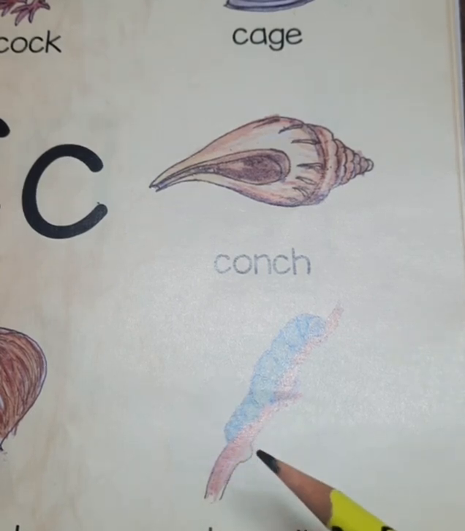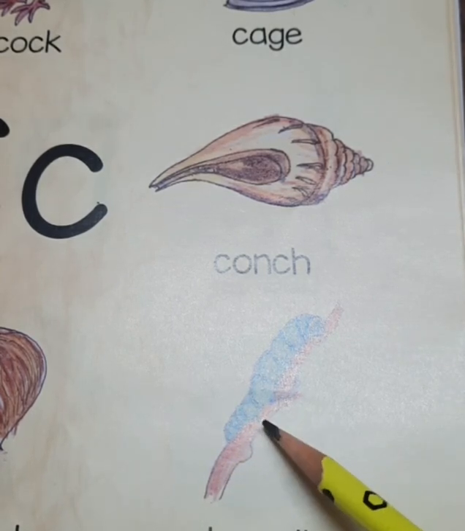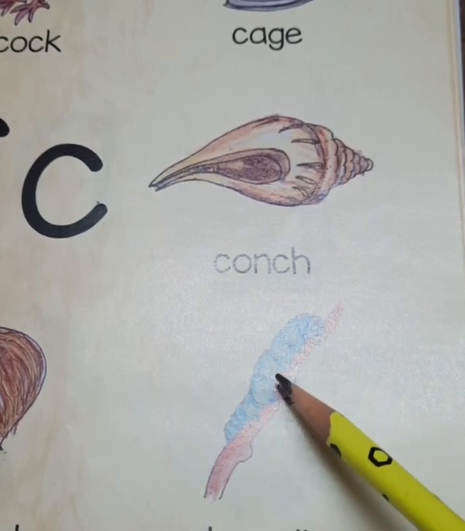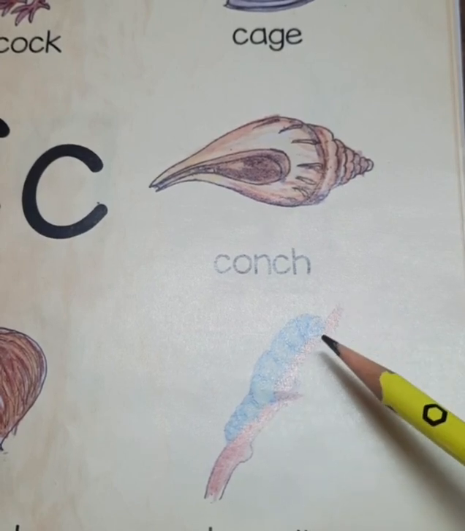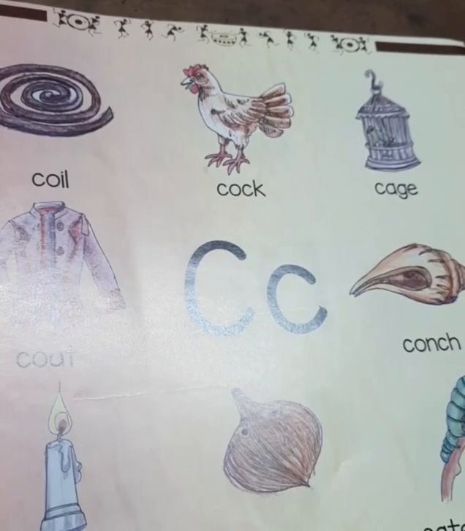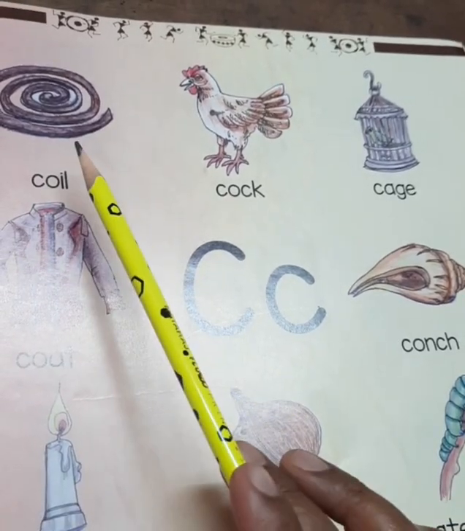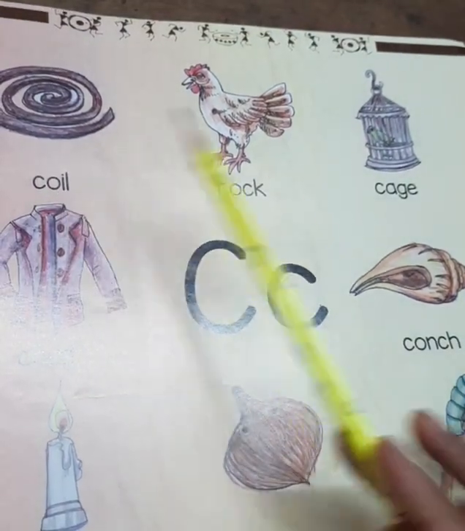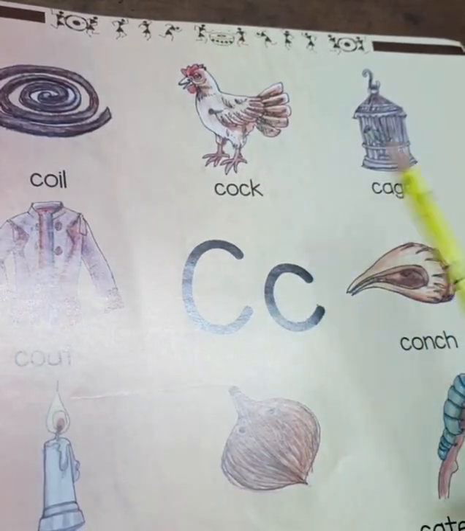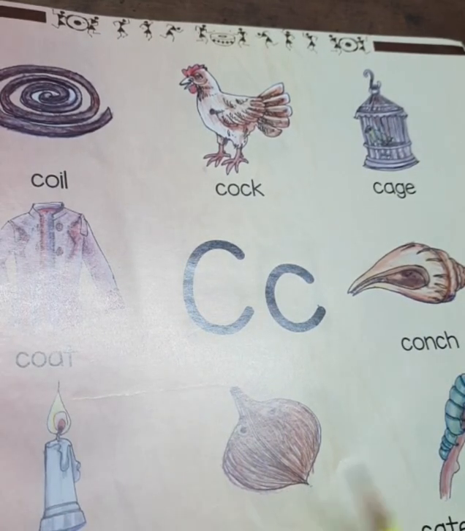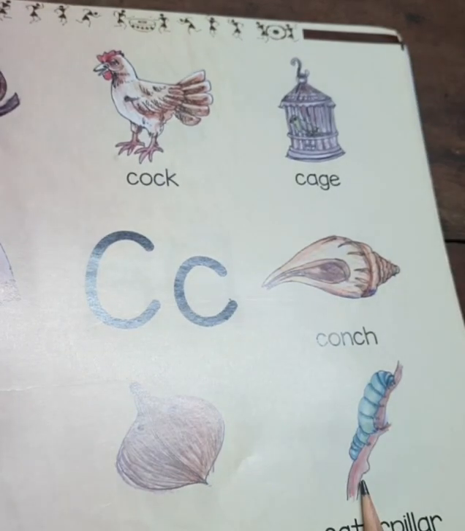Next one, children, is caterpillar. Caterpillar is an insect. Right? You can see here the green color insect. Later, there are many stages in which it will change into a butterfly. Okay. So children, today you have learned a few words that begin with the letter C. That is coil, cock, cage, coat, conch, candle, coconut and caterpillar.